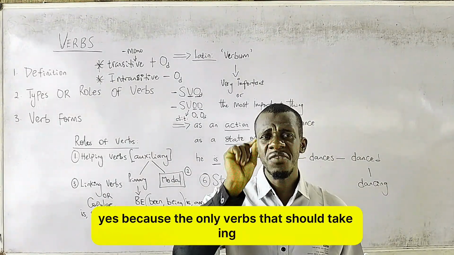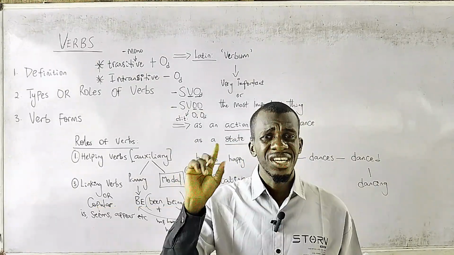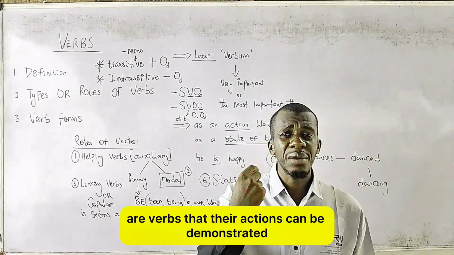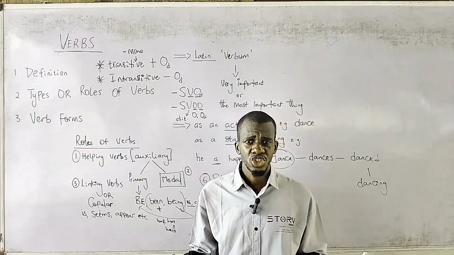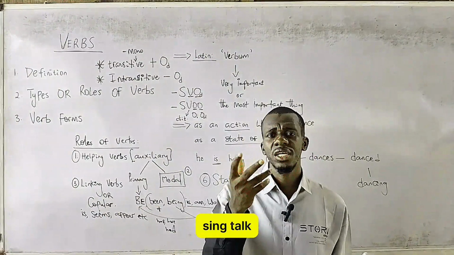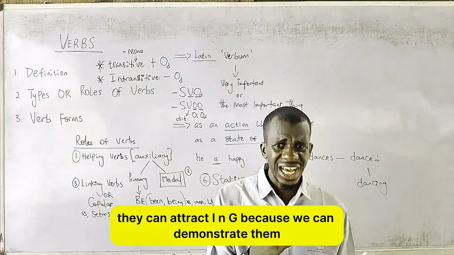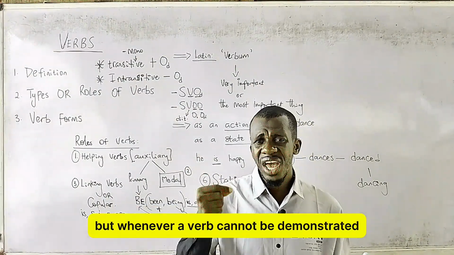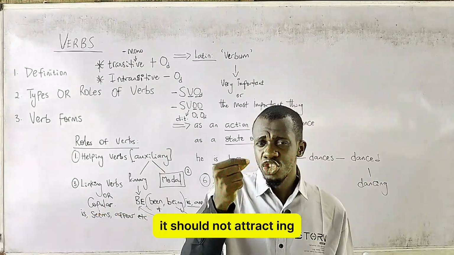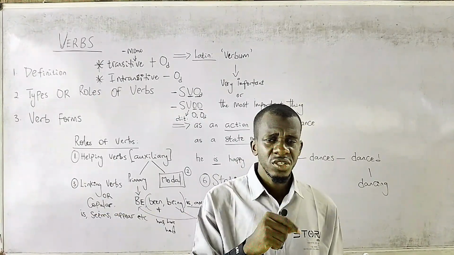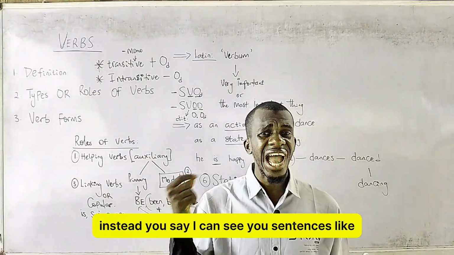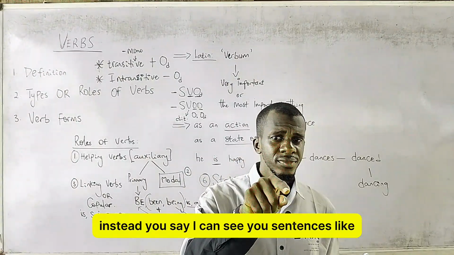Yes, because the only verbs that should take ing, grammatically speaking, are verbs whose actions can be demonstrated. Jump, shout, sing, talk. They can attract ing because we can demonstrate them. But whenever a verb cannot be demonstrated, it should not attract ing. So sentences like I am seeing you is wrong. Instead, you say I can see you.